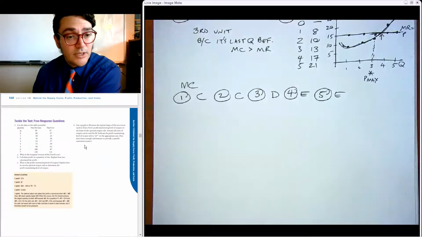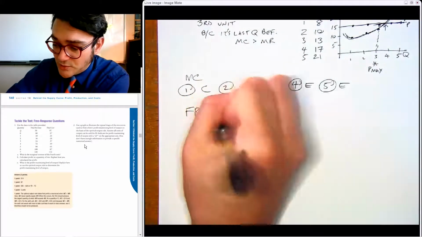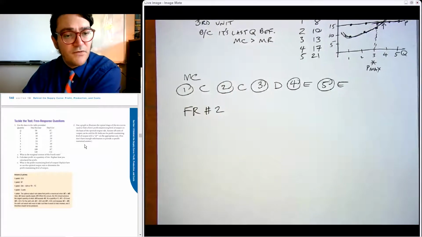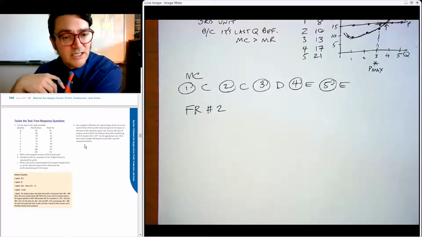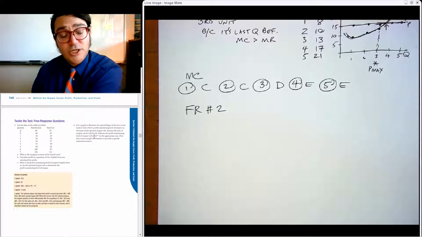Okay, now let's take a look at number 2. Use a graph. Free response number 2. Use a graph to illustrate the typical shape of the 2 curves used to find a firm's profit maximizing level of output on the basis of optimal output. Assume all the outputs are sold for $5 a piece. Indicate the profit maximizing level with a Q star on the profit axis. You don't have enough information actually to know what Q star is.